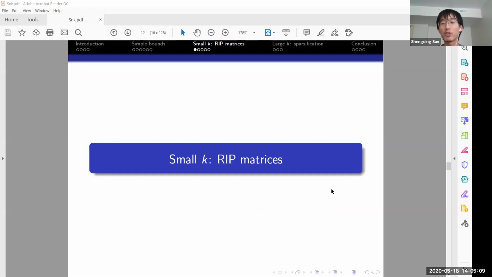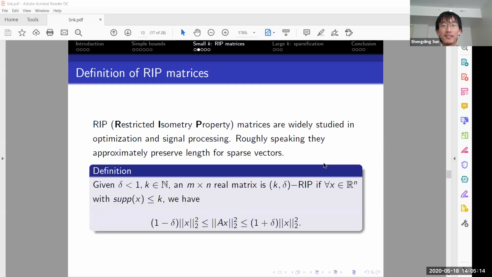So now we will use some more refined techniques to construct these matrices that we want. For the small k case, we'll consider the restricted isometry property matrices, which are widely used in signal processing and electrical engineering. Roughly speaking, a matrix is RIP if it approximately preserves the length for all sparse vectors. So it's (k, delta)-RIP if for all k-sparse vectors x, the length of Ax is about the length of x by a factor of delta.